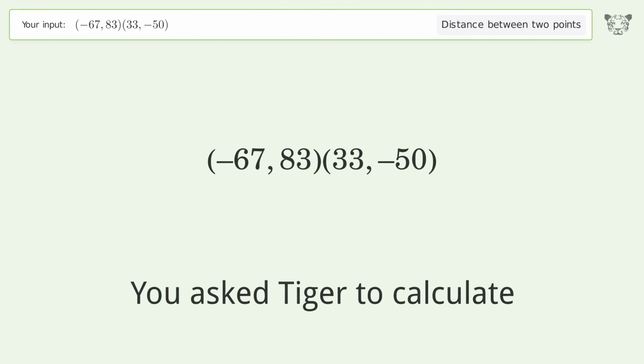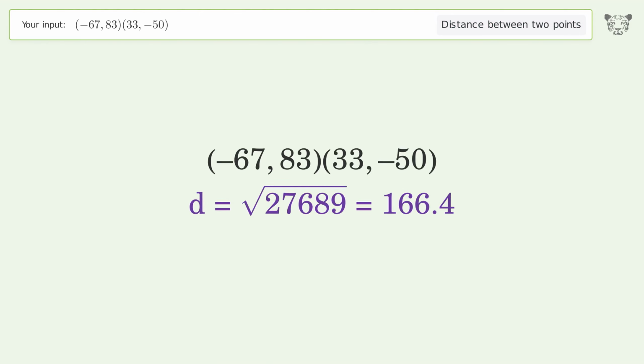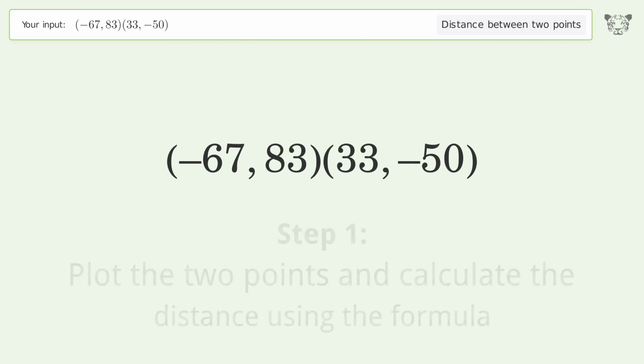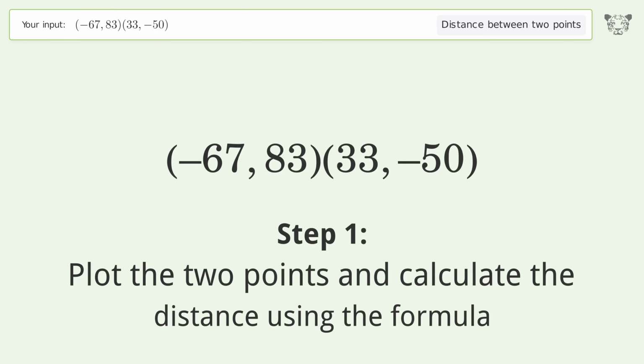You ask Tiger to calculate. This deals with the distance between 2 points. The distance between the 2 points is the square root of 27,689, or 166.4. Let's solve it step by step. Plot the 2 points and calculate the distance using the formula.